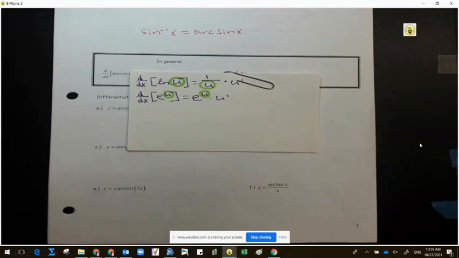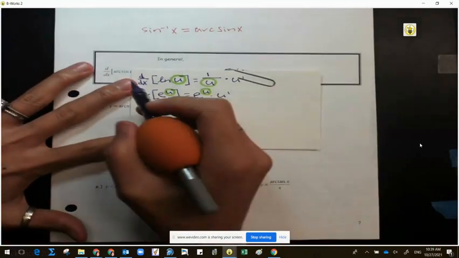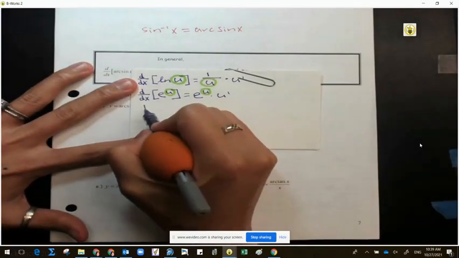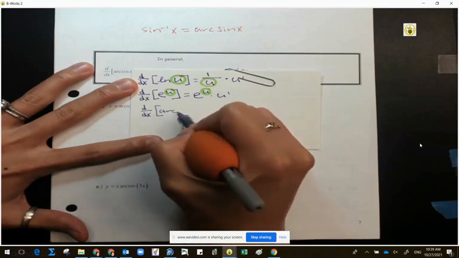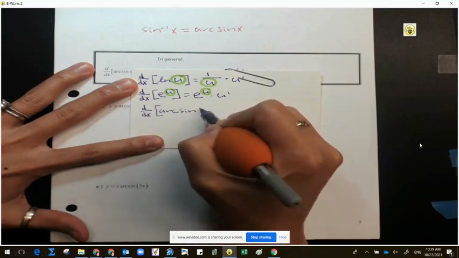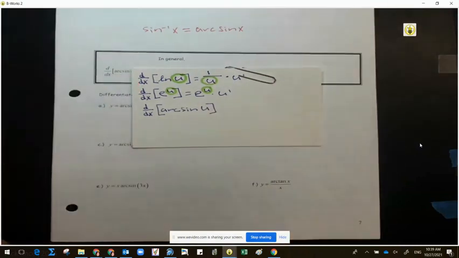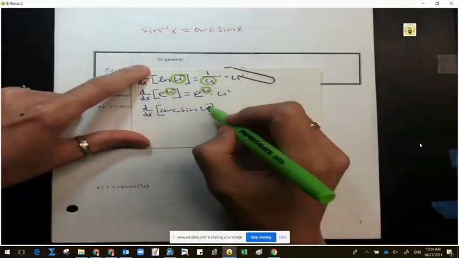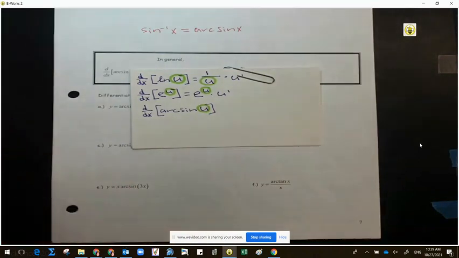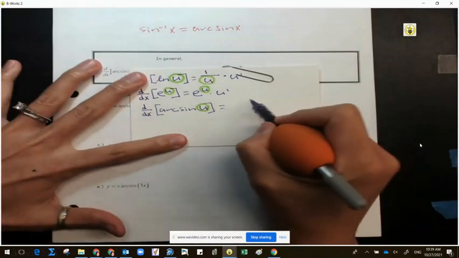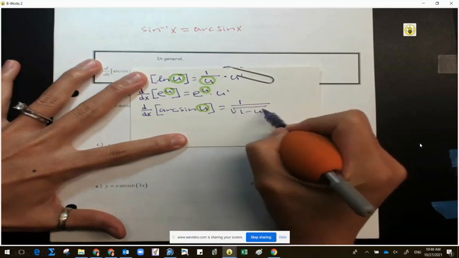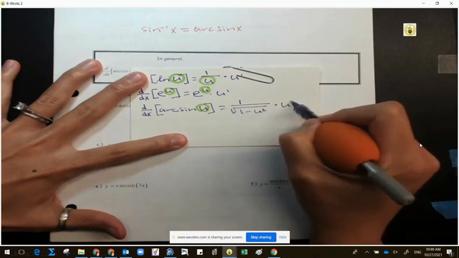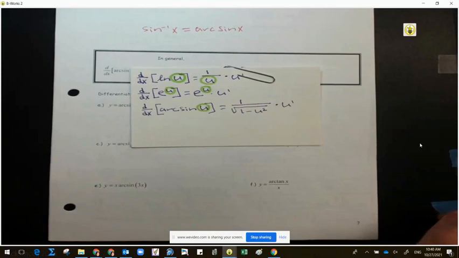Let's write out the following formula. So to find the derivative of the arcsine of u, and let's go ahead and highlight the u because it's all about the u, just like the exponential and natural log, is 1 over square root of 1 minus u squared times the u prime, just like the chain rule.